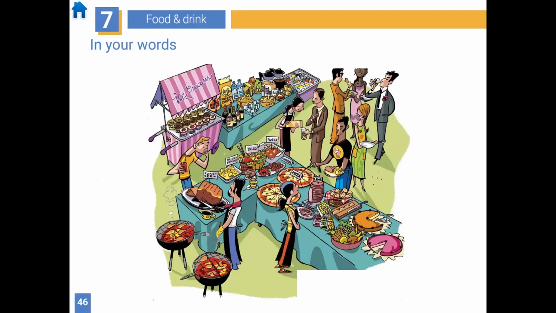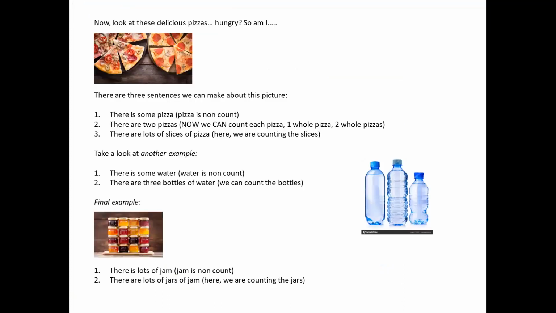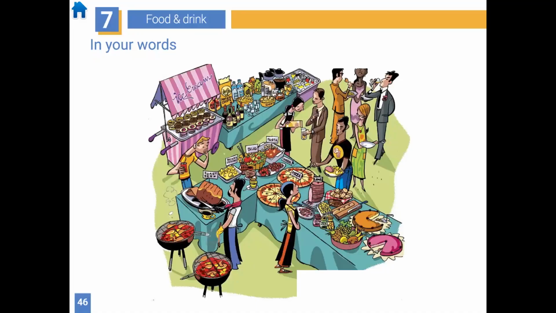Now go ahead and turn to page 46. This seems to be an outdoor picnic, buffet style picnic. And for each food item, you can make 2 sentences. 1 count and 1 non-count.